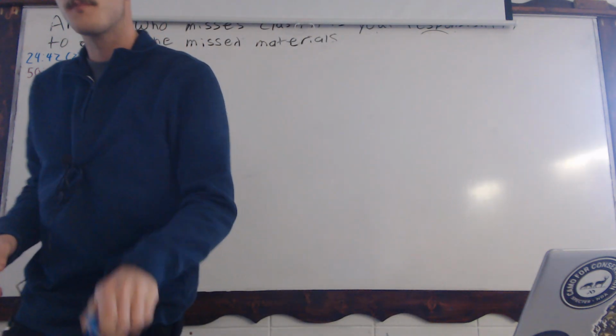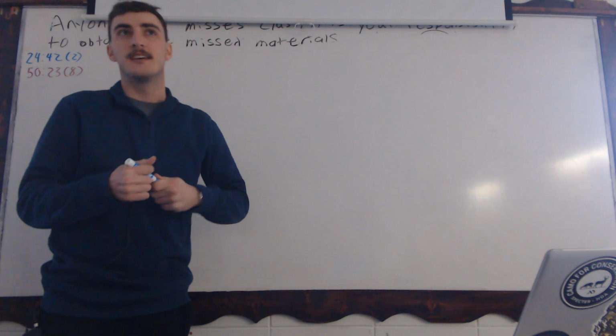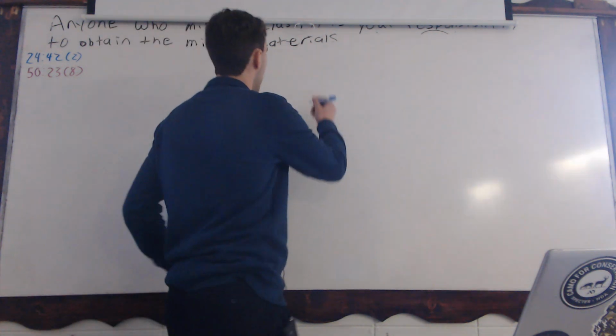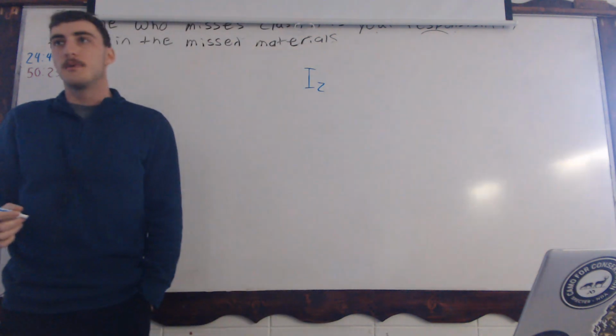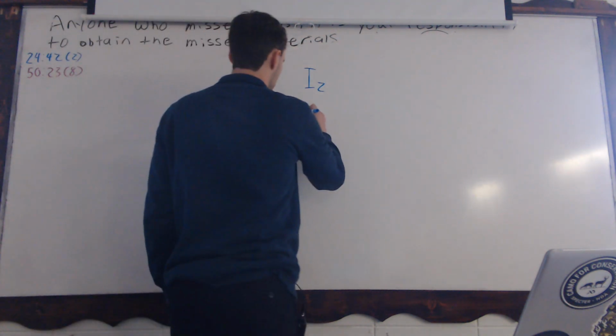I2's on there, isn't it? Yeah. Excellent. I2. How many electrons does iodine have? 7, yep, 7.